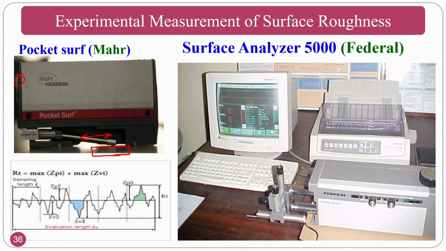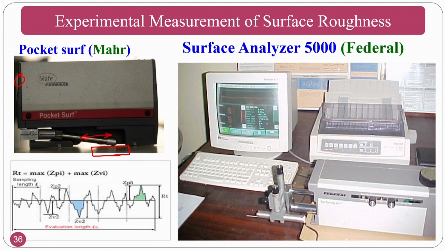Normally this Pocket Surf is a rough method of estimating. Suppose I want to know the approximate value, then you can go for it. Or if I want to measure the surface roughness value of a cylindrical rod which is mounted on the headstock of a lathe machine, you can go for the Pocket Surf, and this will give you a rough idea about the approximate surface roughness.